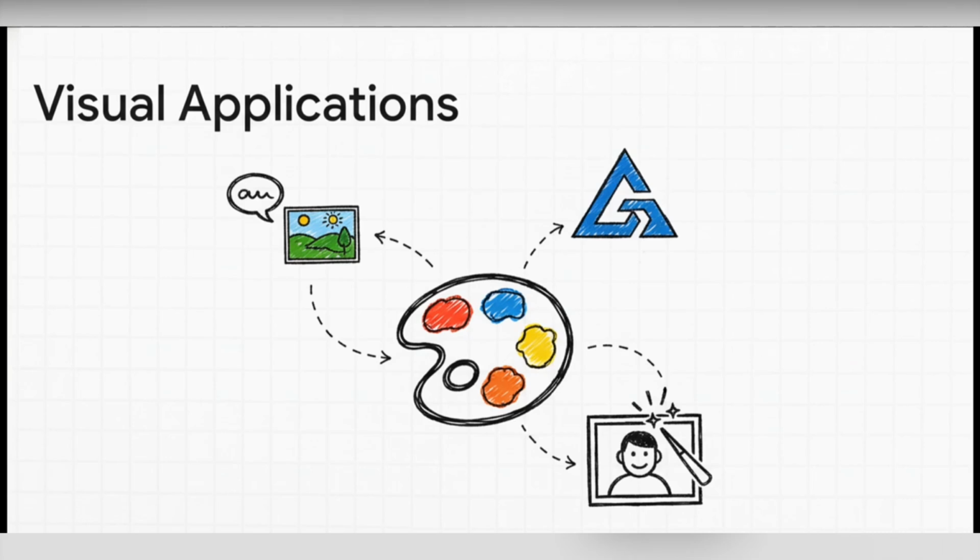You can get ideas for logos. You can even edit photos just by telling the AI what to do. Like, hey, make the sky in this picture look like a sunset. It's putting these incredible creative tools into the hands of, well, everyone.